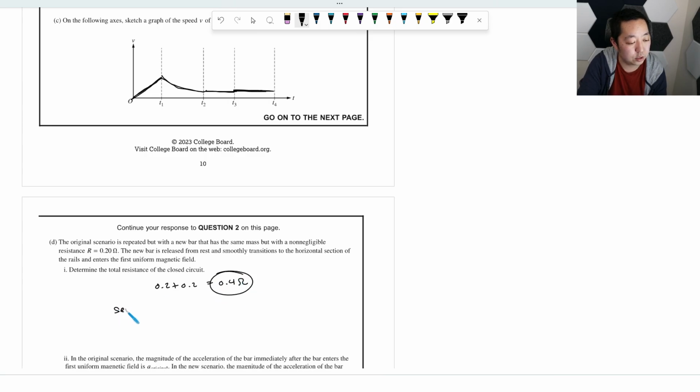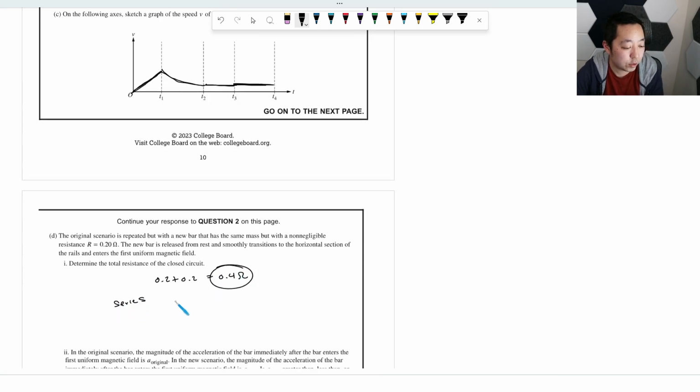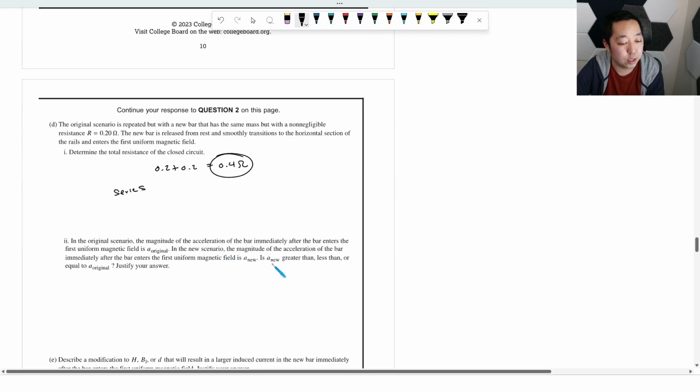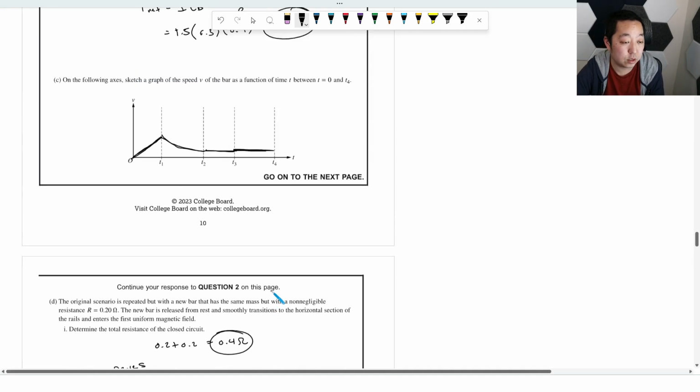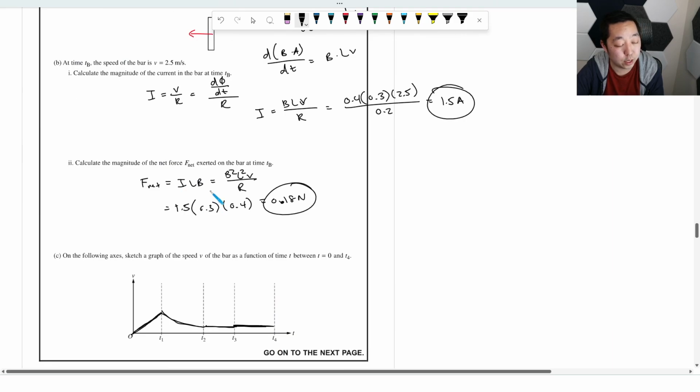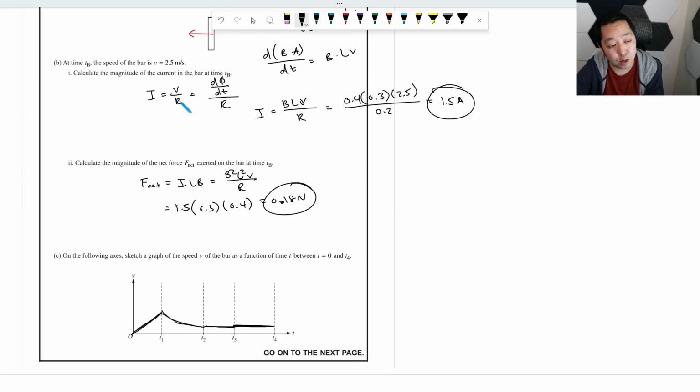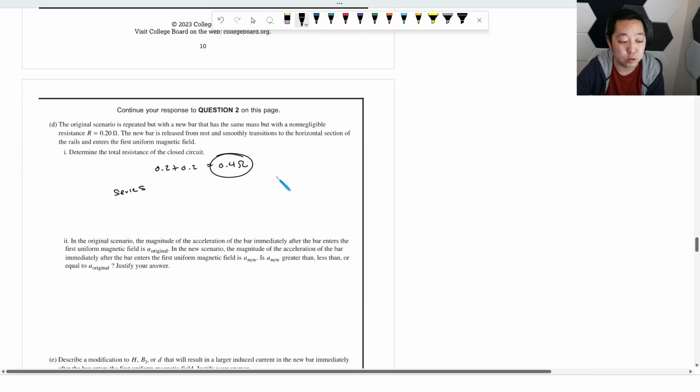In the original scenario, the magnitude of the acceleration of the bar immediately after the bar enters the magnetic field is A original. In the new scenario, the magnitude of the acceleration of the bar is A new. Well, that has to do with the force, so we've got to think about the force. Force was ILB. The voltage part is not going to change, but the current is V over R. If I increase the resistance, the current will go down. The current goes down, the force goes down. The force goes down, the acceleration goes down.